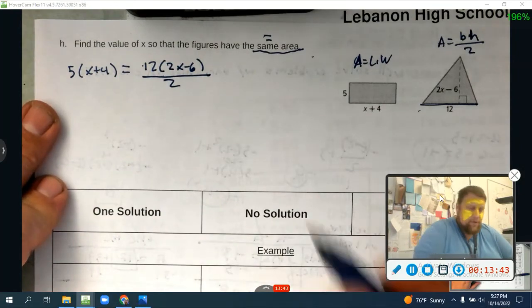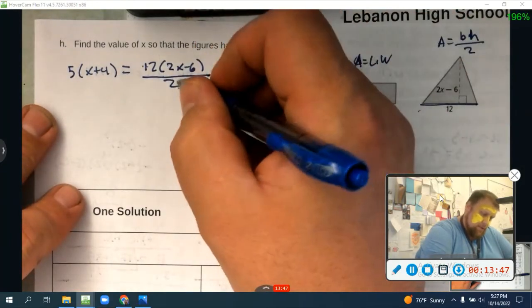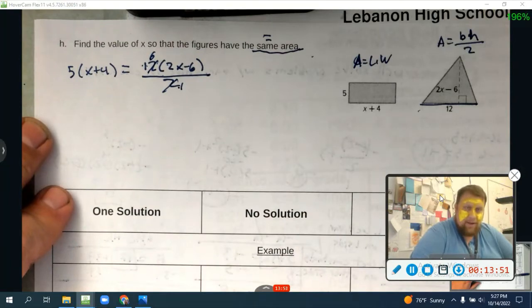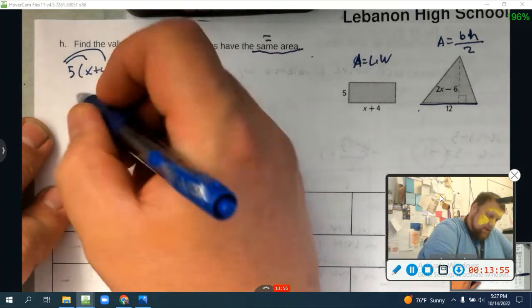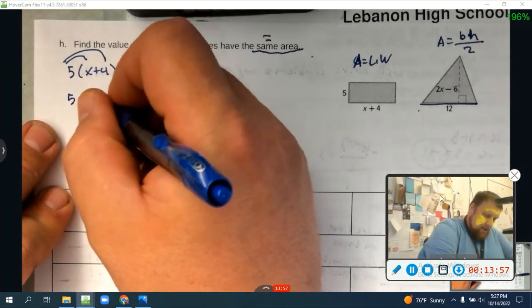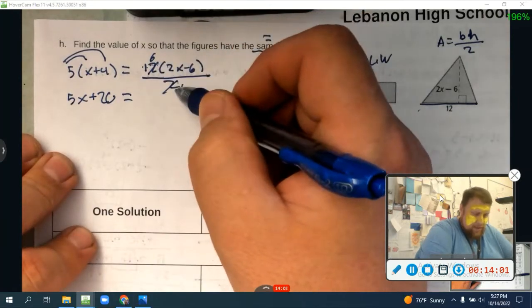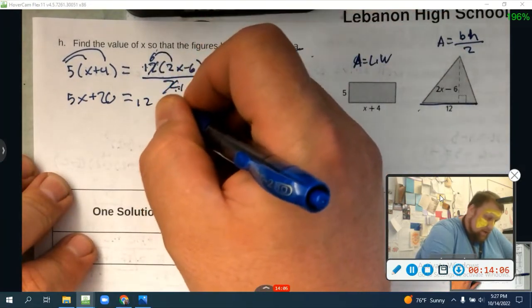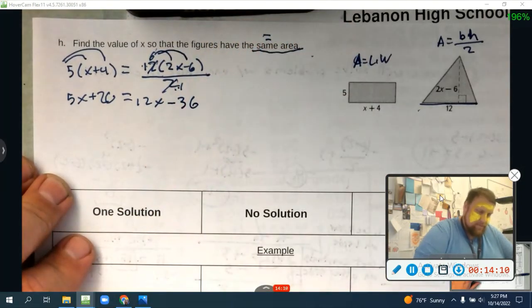Now, before we start, normally I'd say multiply everything by 2, but we don't have to, because what's 12 divided by 2? 2 goes into 2 once, goes into 12 6 times, right? And now, let's distribute both sides. Watch this. I have 5x plus 20 equals, we already simplified that, but 6 times 2x is 12x, 6 times negative 6 is negative 36.